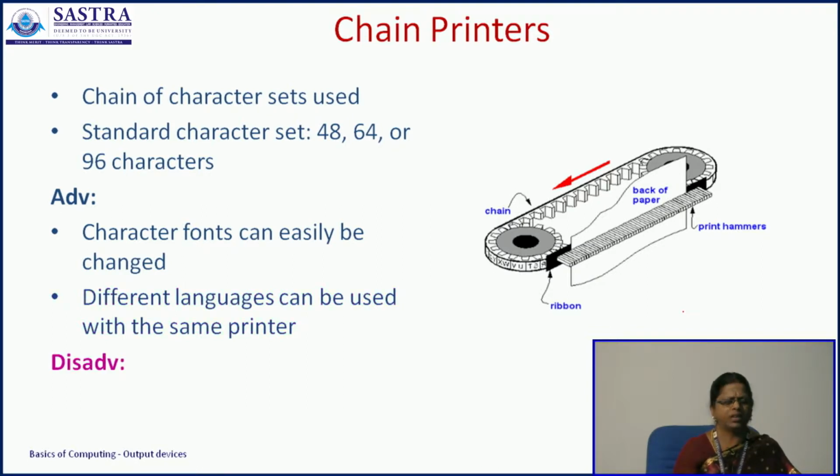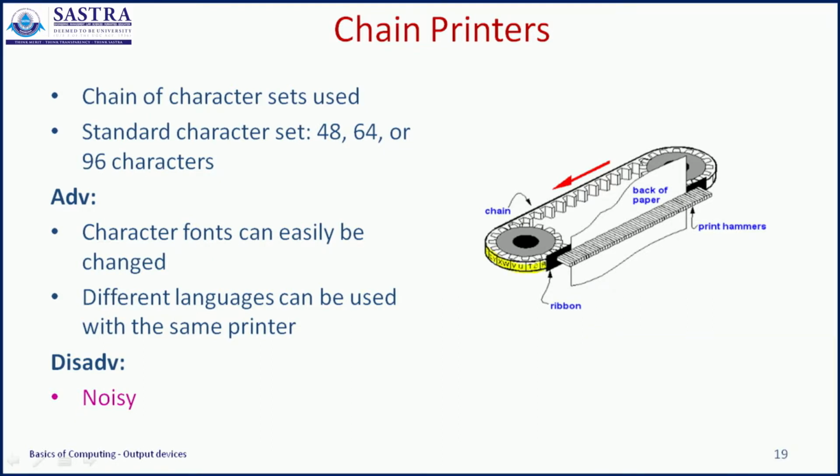What are the disadvantages of this kind of chain printer? It is very noisy. How does a chain printer work? The chain printer has a chain of characters. There is a ribbon here and there are hammers across. When the chain of characters passes through this ribbon, if there is a letter to be printed, the hammer strikes over the paper and we get the print done on the paper.